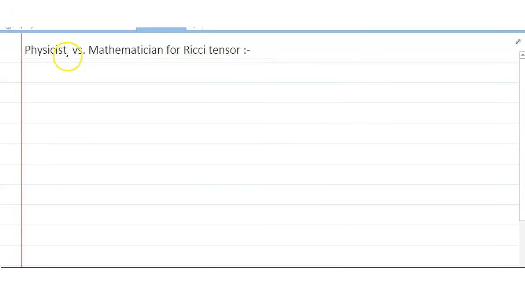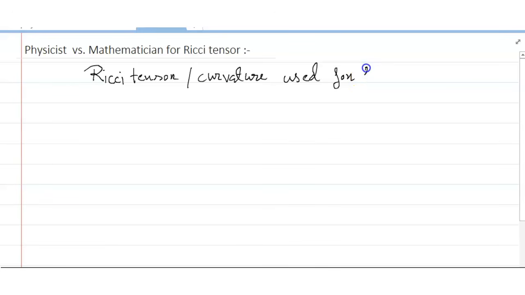Today's discussion is physics versus mathematician for Ricci tensors. So friends, let's start to discuss physics, that the Ricci tensor is used for physics. The Ricci tensor or curvature is used for physics. Ricci tensors are used in a lot of places, like general relativity and the Einstein field equations.